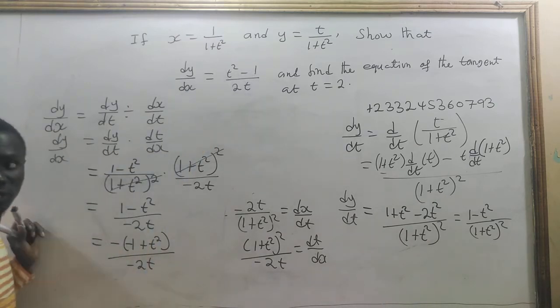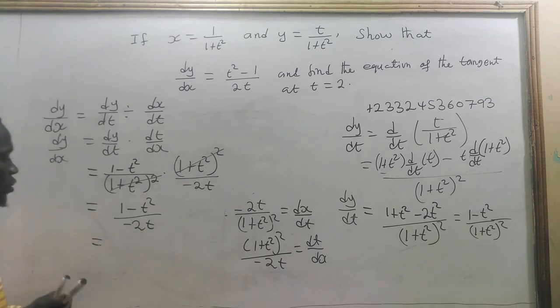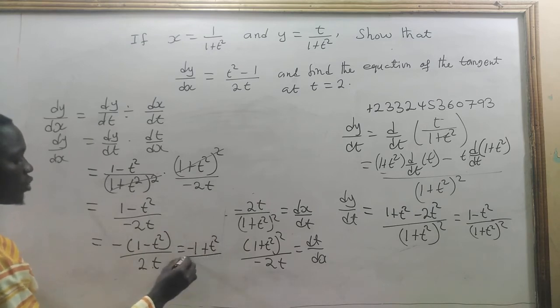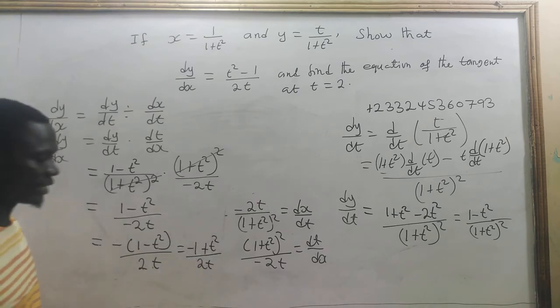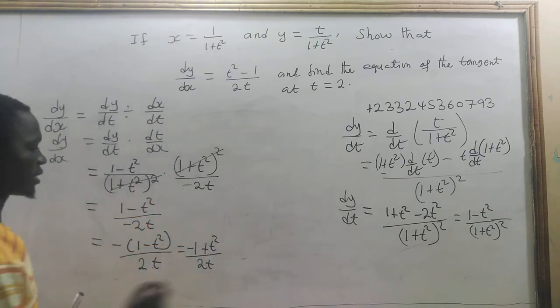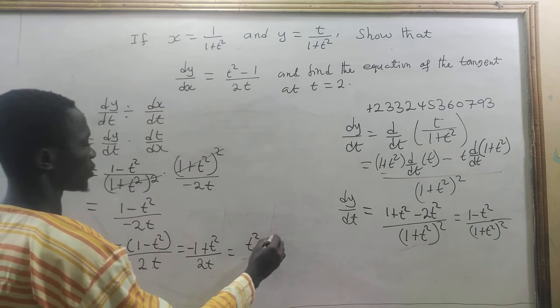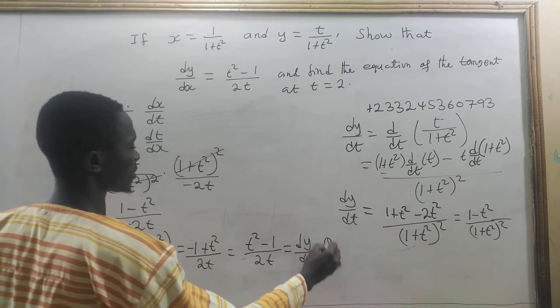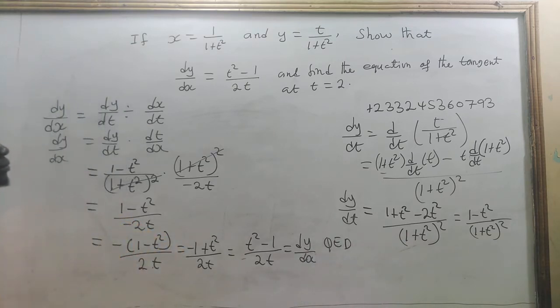If we don't understand it this way, let's do it this way. We have negative here, so let's send negative to the numerator. We have negative into bracket 1 minus t squared, all divided by 2t. So your negative times 1 gives me negative 1. Negative times negative gives me positive t squared, all divided by 2t. And if we rearrange, we will get t squared minus 1 divided by 2t to be equal to dy on dx. And that is to be shown.